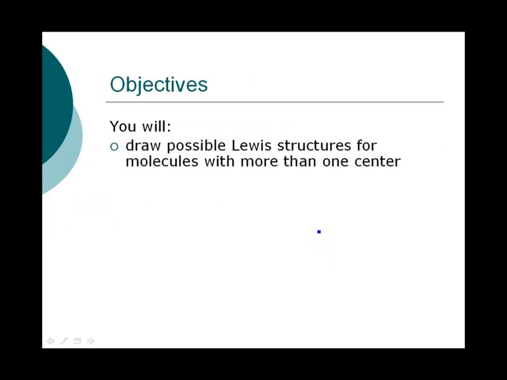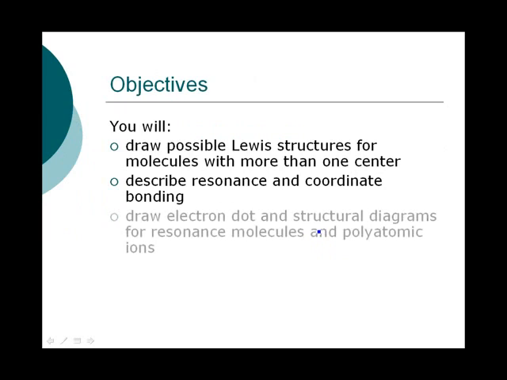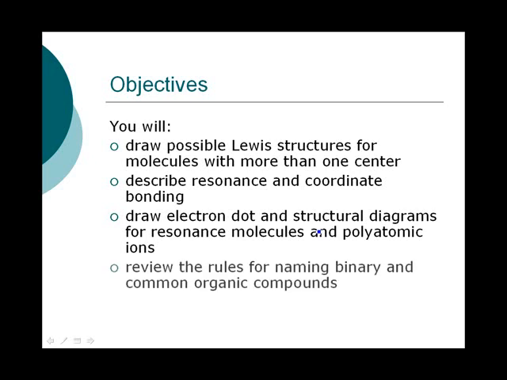So by the end of this lecture, you'll be able to draw possible Lewis structures for molecules with more than one center. We've already tried a few. We're going to be able to describe resonance and coordinate bonding. And we're going to be able to draw electron diagrams and structural diagrams for resonance molecules and also for some polyatomic ions. We're also going to review the rules for naming binary and some of the common organic compounds. So for the binary compounds, it's both the molecular and the ionic.